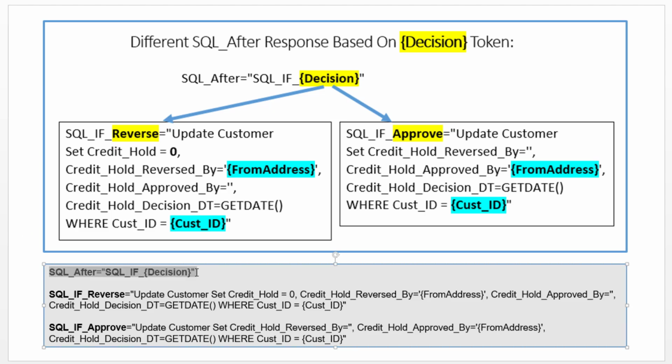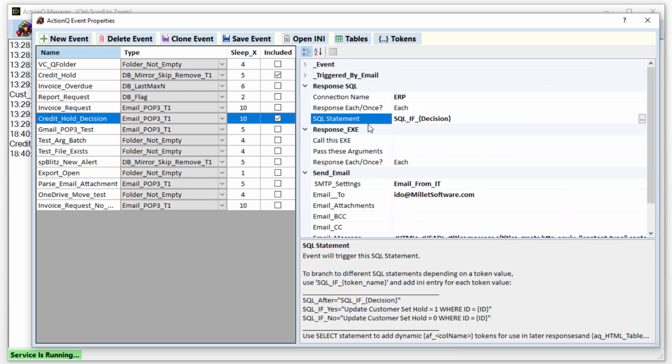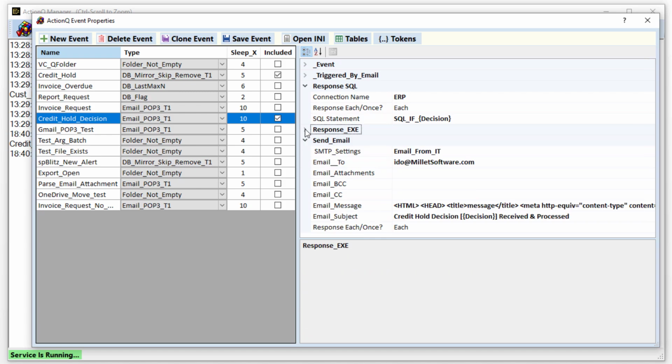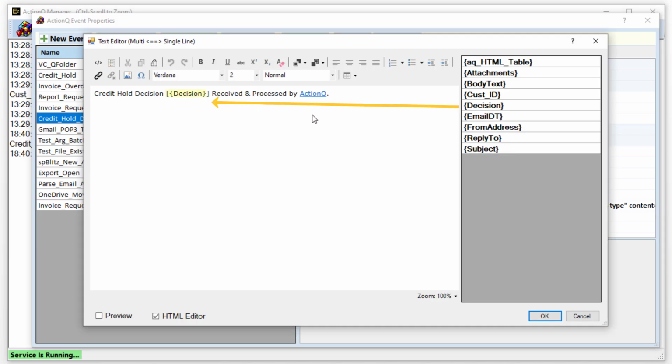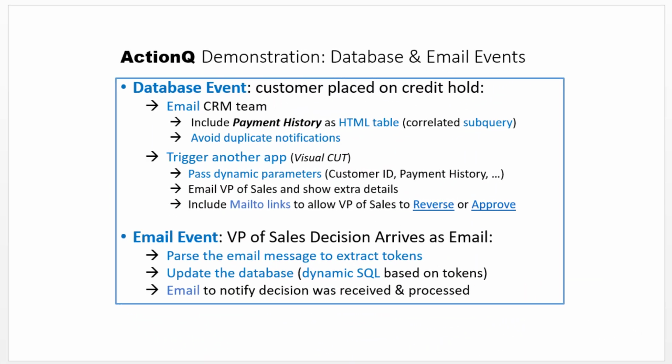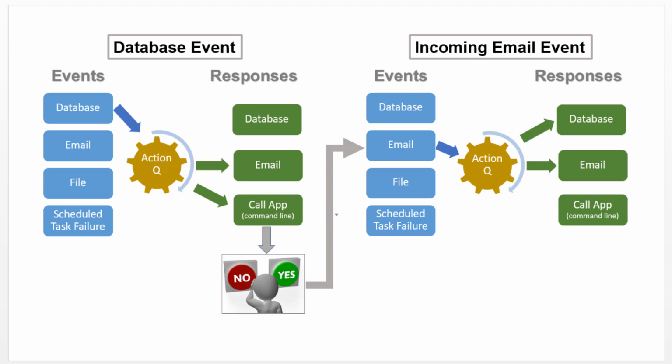The SQL after for this event is controlled by the decision token. If the decision is reverse, this SQL statement is going to be executed. If, on the other hand, the decision is to approve, this SQL statement is going to be executed. Now, this event doesn't call any executable, but it does send an email, and the email message embeds some tokens from the event. I hope this demonstrated how ActionQ can automate responses to database and email events in the context of a composite workflow.